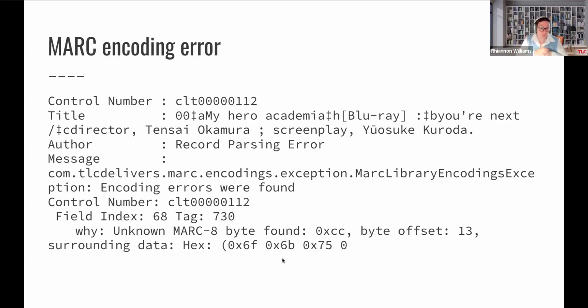So the way to correct this is to use an external MARC editor. And the error message here gives you some great information on exactly where to find that field. It gives you the tag number and then also the index. So you're able to get to the particular position there, and it tells you exactly which byte is the one that it is confused by.